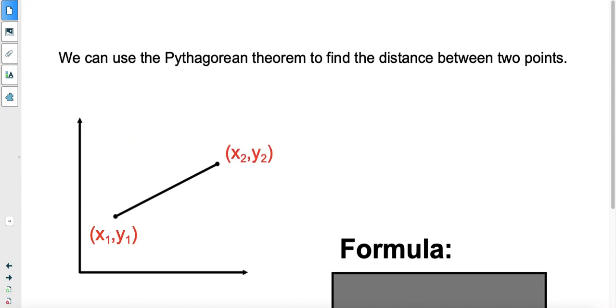So in summary, to find the distance between 2 points, we can use the Pythagorean theorem. Now let's imagine I had any 2 points, and I wanted to find the distance between them. I'm going to label these 2 points as (x1, y1) and (x2, y2). Let's use the Pythagorean theorem to find a general formula we can use to find the distance between 2 points.